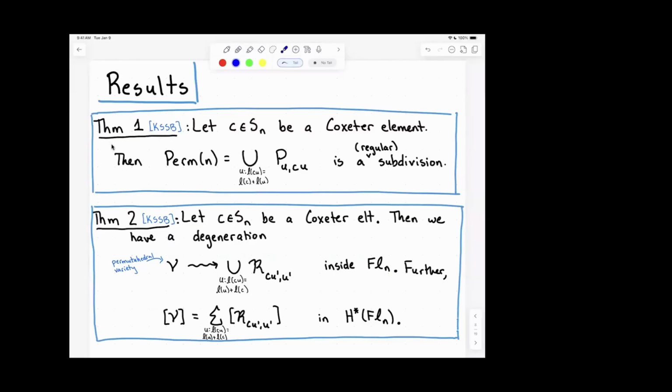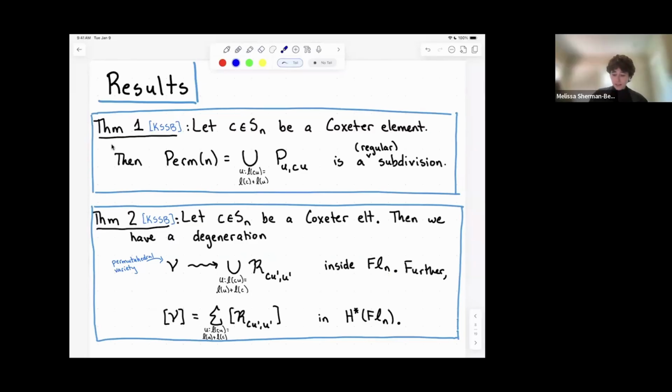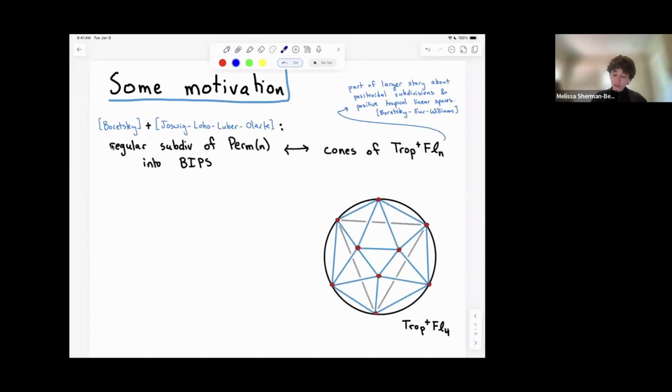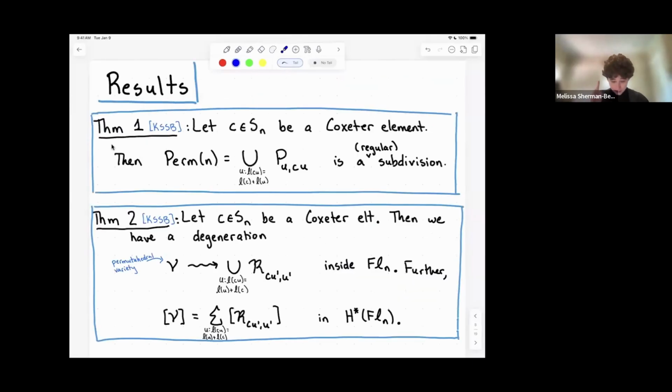Okay, so that's our result. And now I should explain to you why we were thinking about this, some motivation for trying to understand these kinds of subdivisions. So one motivation is, okay, actually, I realized I forgot to say something.